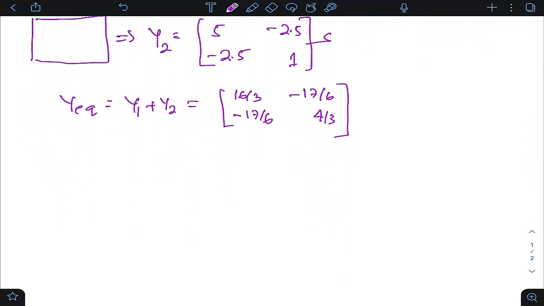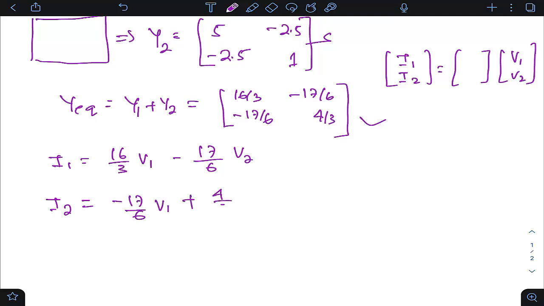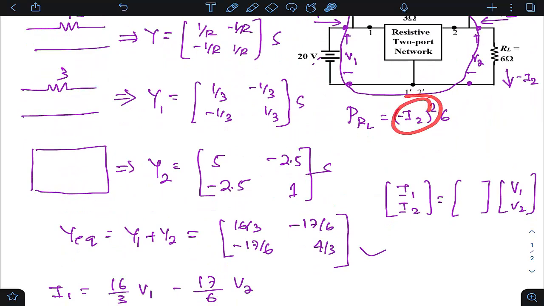So we can write this Y matrix in terms of I1, V1, V2, I2. In the Y matrix, the format is that I1 and I2 are expressed in terms of V1 and V2. So I1 equals 16 by 3 into V1 minus 17 by 6 into V2, and I2 equals minus 17 by 6 into V1 plus 4 by 3 into V2. But what is my goal? My goal is to get the value of I2, because my final answer needs this I2.